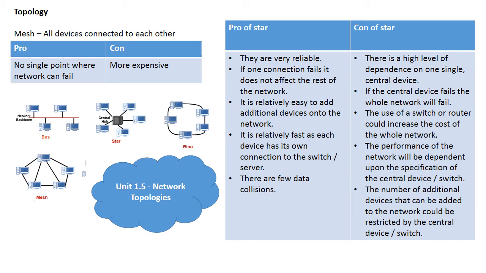I mean, the use of a router or switch is going to cost you more money. The performance of a network will depend upon the specification of the central device. So if you've got a really high-end router or switch, your network's going to be really fast. If you haven't, it's going to be affected by that.